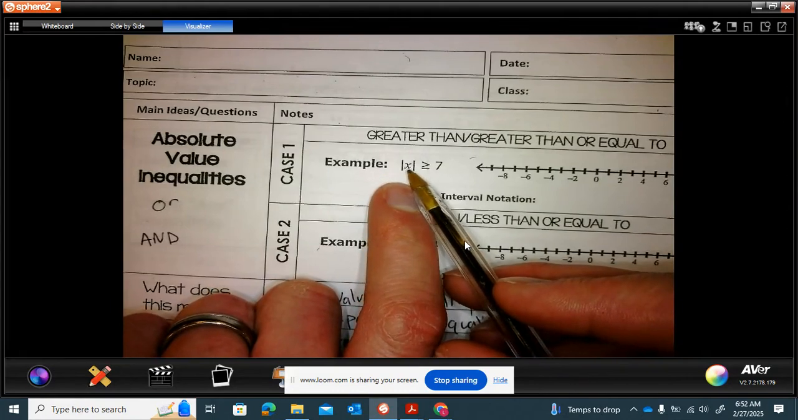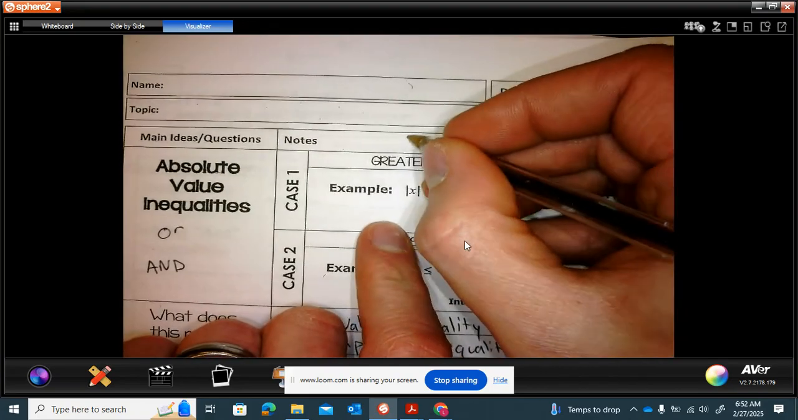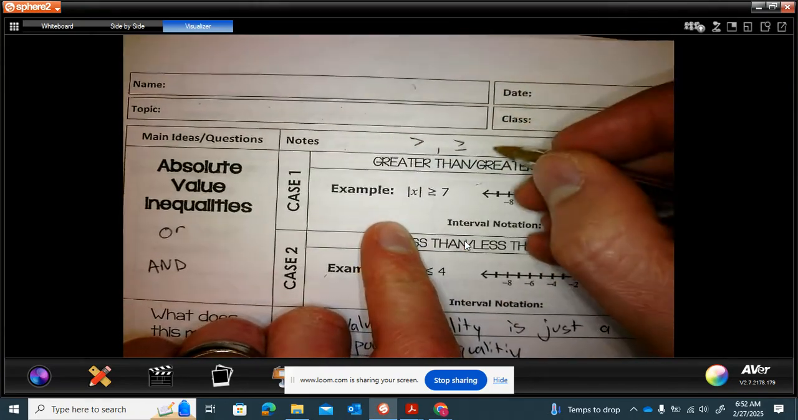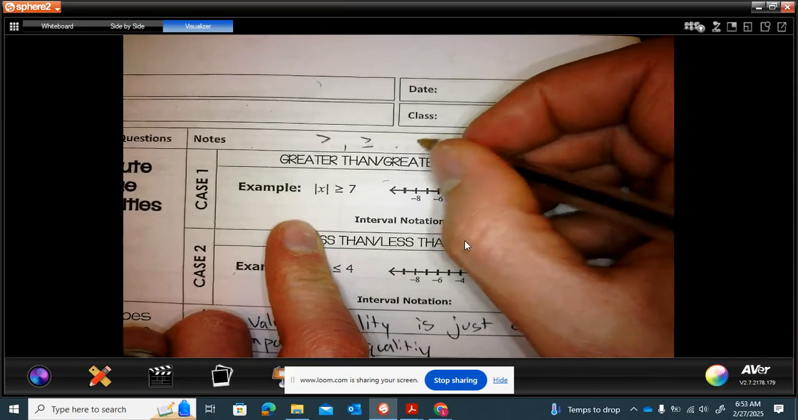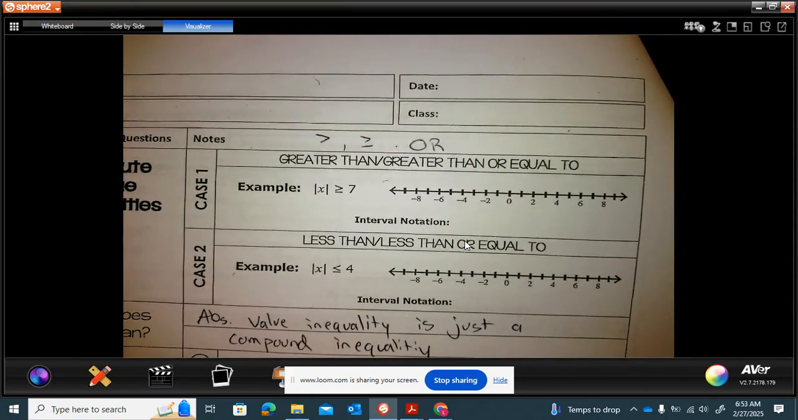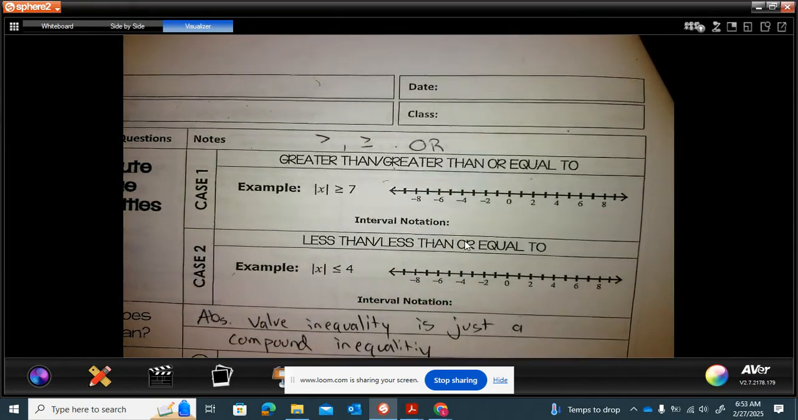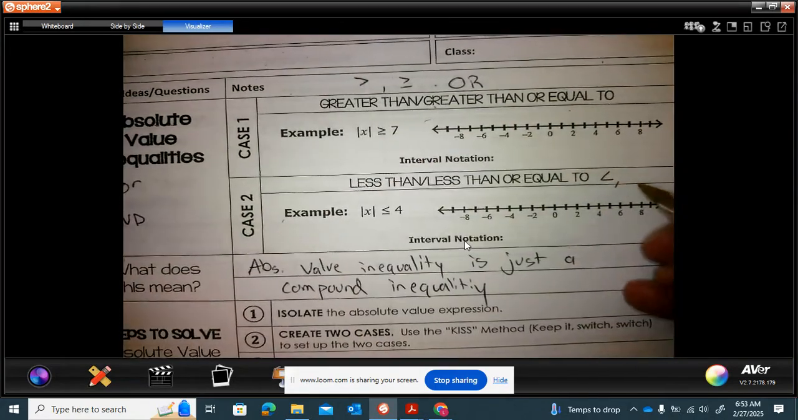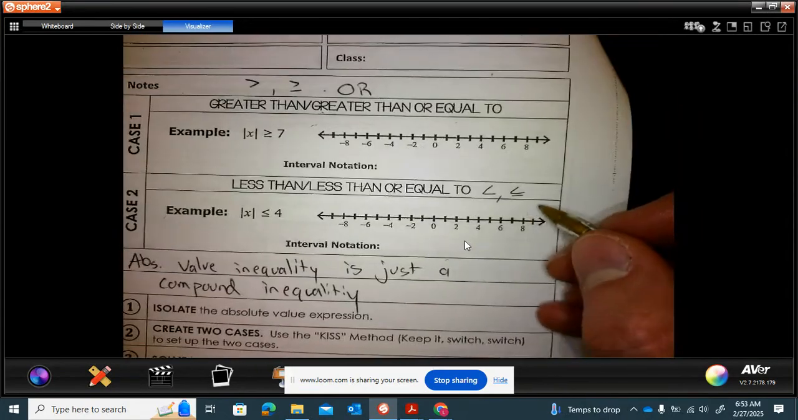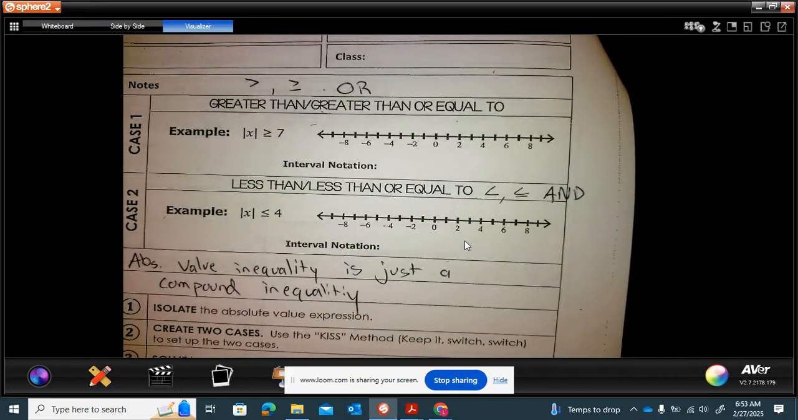if it's on the left-hand side and you have greater than or equal to, it is an or compound inequality. So case one, greater than or equal to, is an or compound inequality. If you have less than or equal to, it is an and compound inequality. So that is the key. You have to know which one you're doing first. So you have to know your symbols.